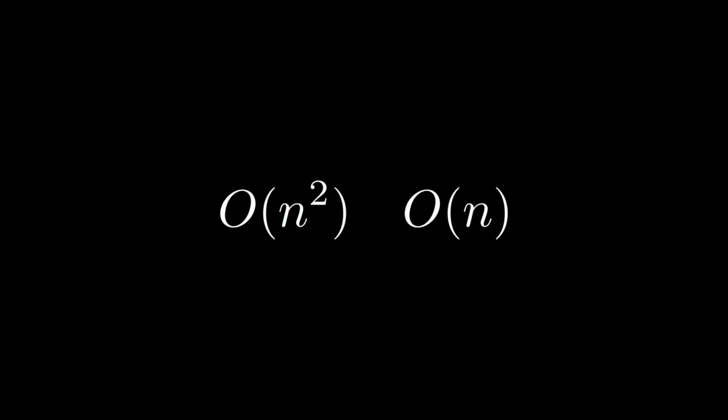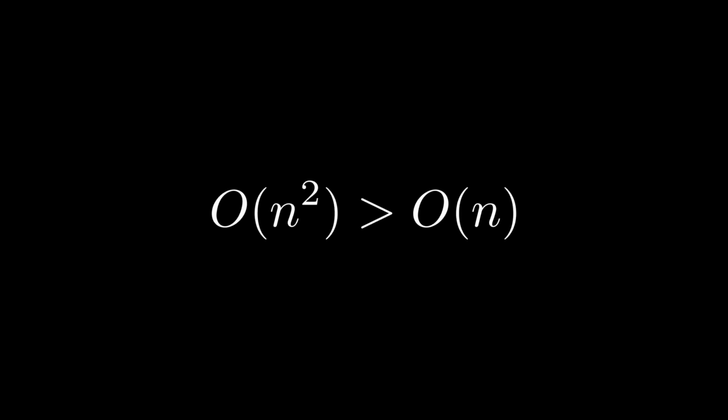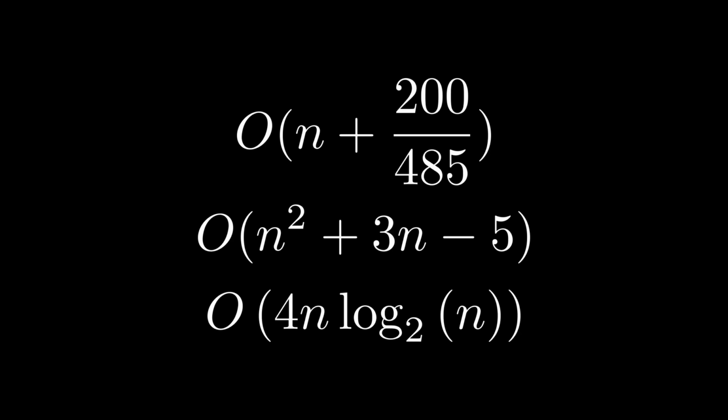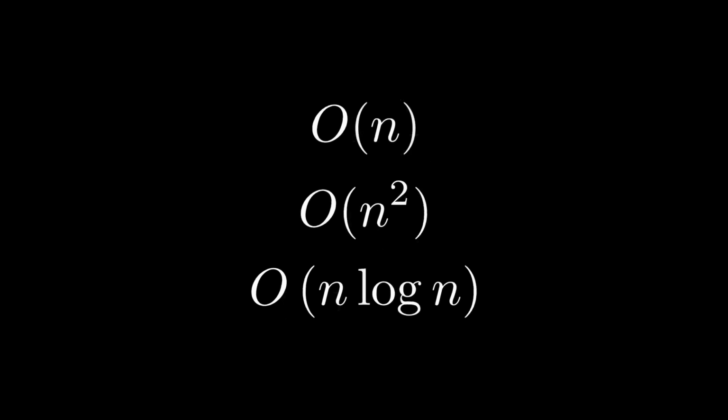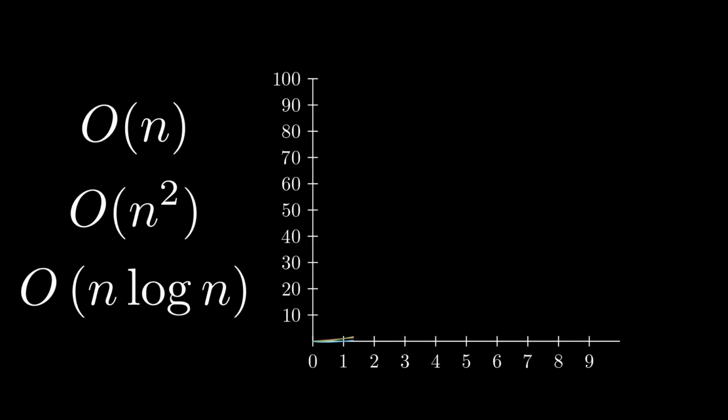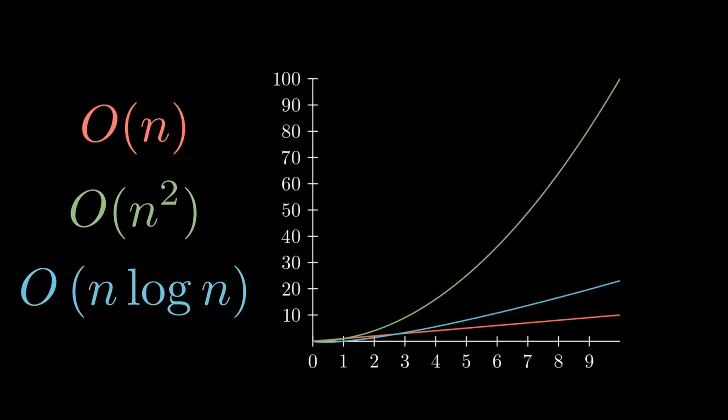Something that grows with n squared is going to grow faster than something that grows with just n. To keep comparison simple, we only keep the fastest growing term. These simpler expressions are easy to compare since we can plot the graph and immediately see which one grows faster.